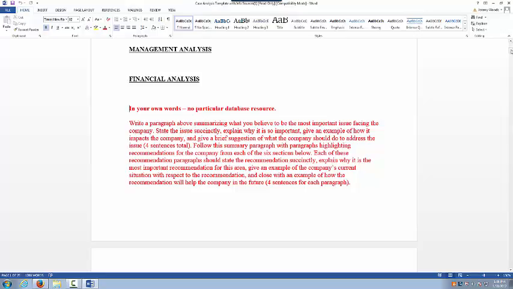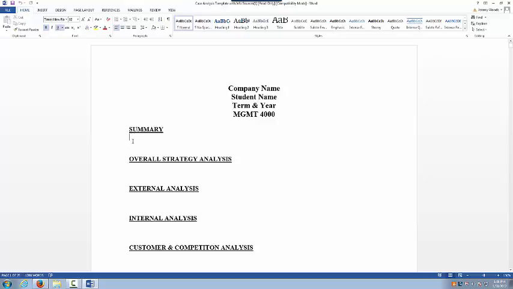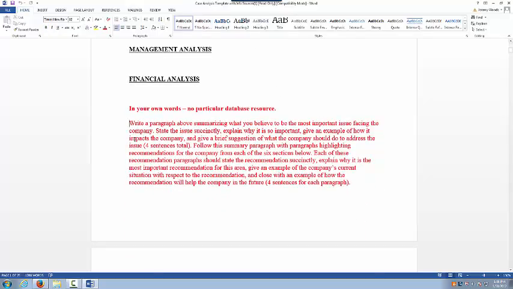So first of all, I want a paragraph at the very top under the summary section with 4 sentences to it. The first sentence is going to be, you're going to choose the issue you think overall is the most important issue facing the company. And you're going to state the issue succinctly. Here's what it is, sentence number 1. Explain why it's important, sentence number 2. Give an example of how it impacts the company that you're profiling, sentence number 3, and give a brief suggestion of what the company should do to address that issue, sentence number 4. Period, end of paragraph, end of summary section, 4 sentences.